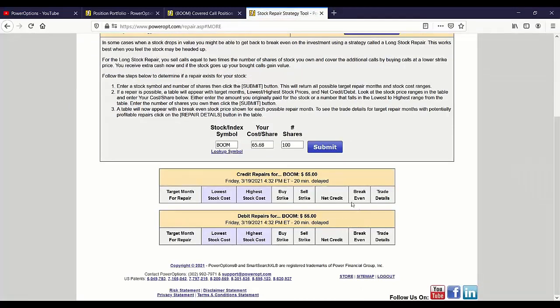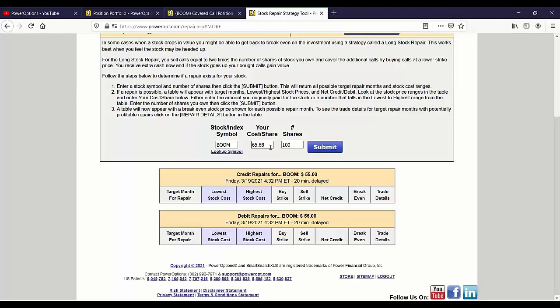Okay, so what happened here? We are trying to build a repair that's a ratio call spread that can help you get back to break even faster. You're going to buy a slightly in the money call, sell two out of the money calls in that case. And what that'll do is essentially create a bull call debit spread with a covered call that may help you get back to break even faster.